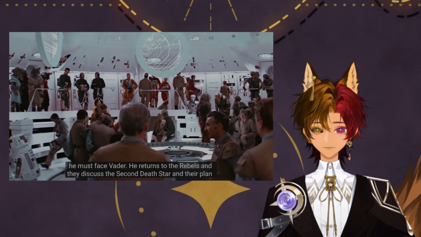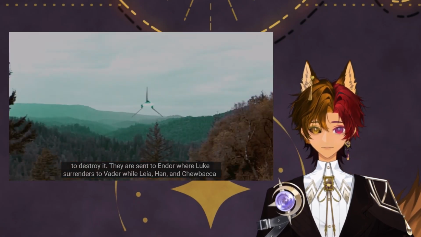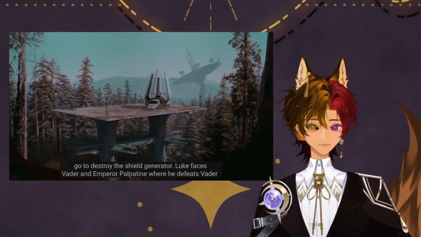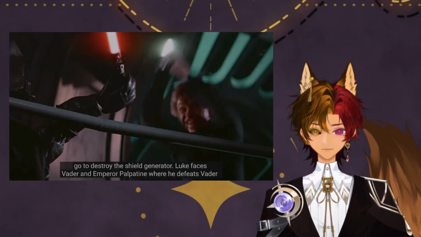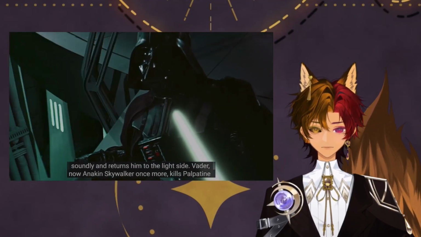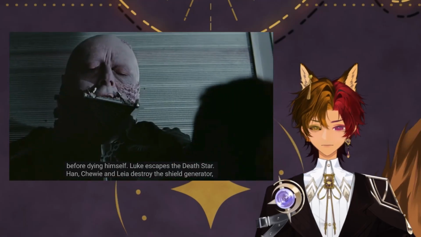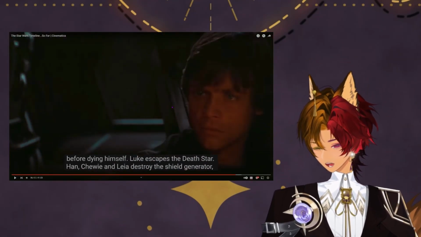He returns to the rebels, and they discuss the second Death Star and their plan to destroy it. They're sent to Endor, where Luke surrenders to Vader, while Leia, Han, and Chewbacca go to destroy the shield generator. Luke faces Vader and Emperor Palpatine, where he defeats Vader soundly and returns him to the light side. Vader, now Anakin Skywalker once more, kills Palpatine before dying himself. Luke escapes. Kills with quotations.